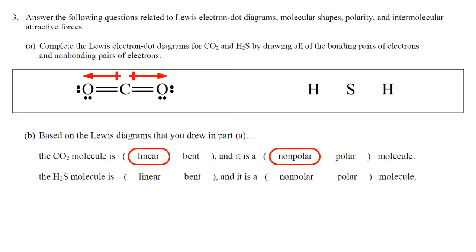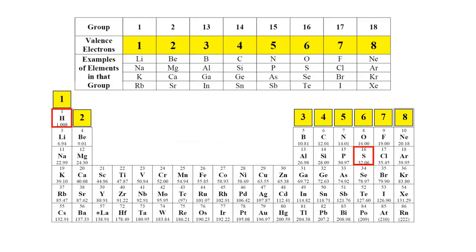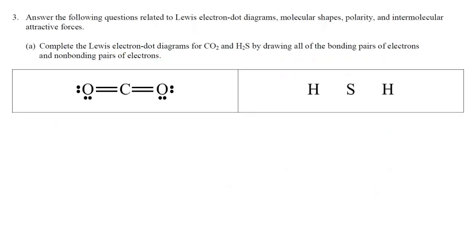Let's go ahead and take a look at the process for completing the Lewis diagram for H2S. So hydrogen has 1 valence electron. Sulfur has 6 valence electrons. So the total number of valence electrons in the H2S molecule would be 1 plus 1 plus 6. So we have 8 valence electrons.